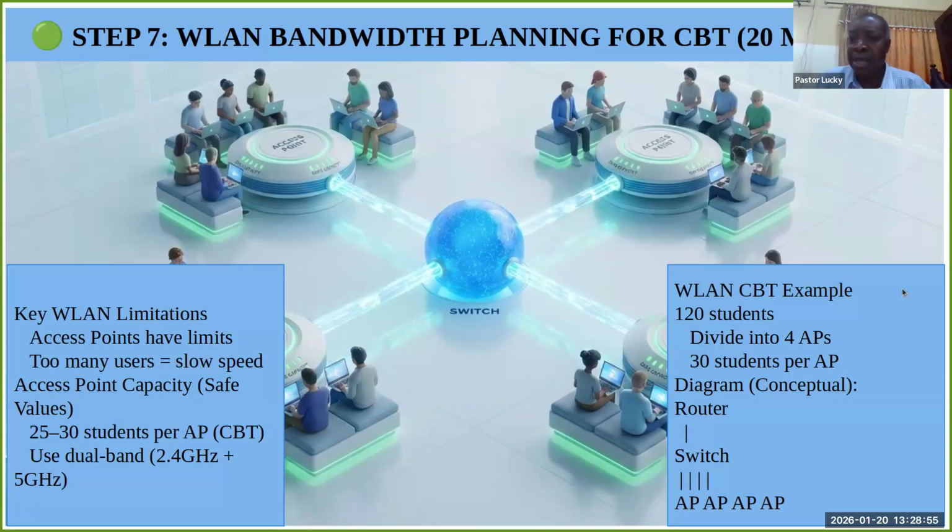Then WLAN CBT example, 120 students. If you have 120 students, how many access points should you have? You shouldn't have less than 4, because we are looking at 30 students per AP. That means you have 4 classes, and in each class you have an access point. So best practice, put an access point in every class. And the way it will work, from your router to your switch, from your switch to your what? Access points.